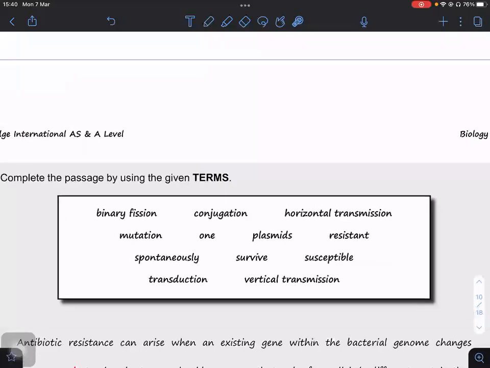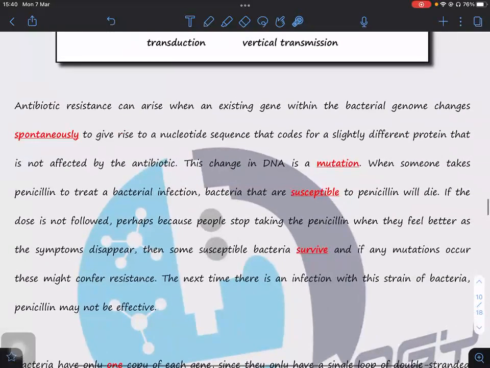So let's look at the answer now. Antibiotic resistance can arise when an existing gene within the bacterial genome changes spontaneously. Spontaneous mutation always takes place, giving rise to a nucleotide sequence that codes for a slightly different protein that is not affected by the antibiotic. This change in DNA is known as a mutation, or gene mutation.